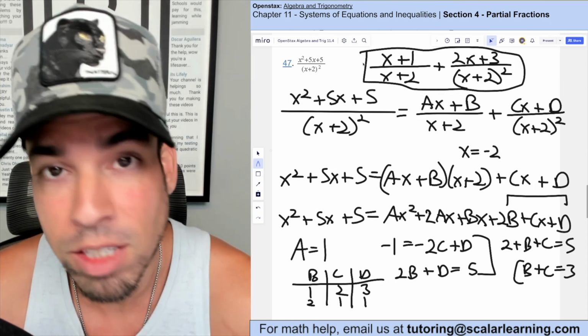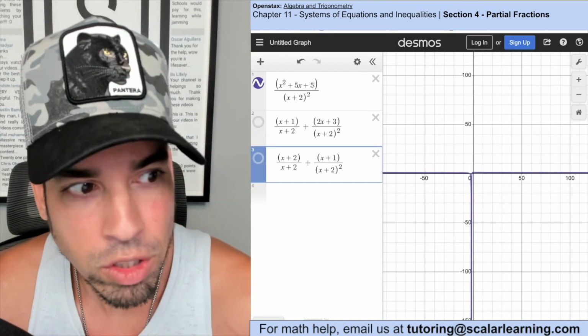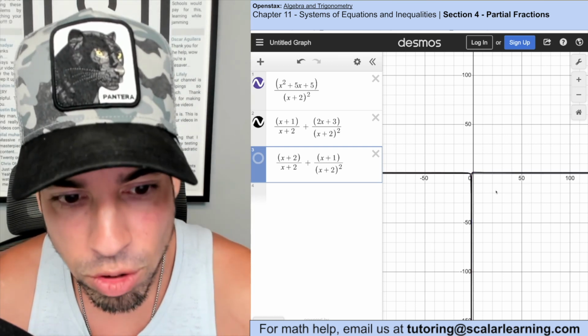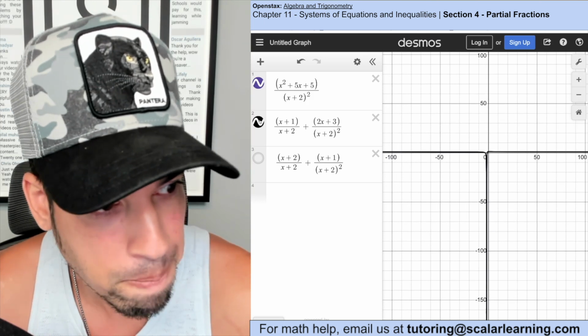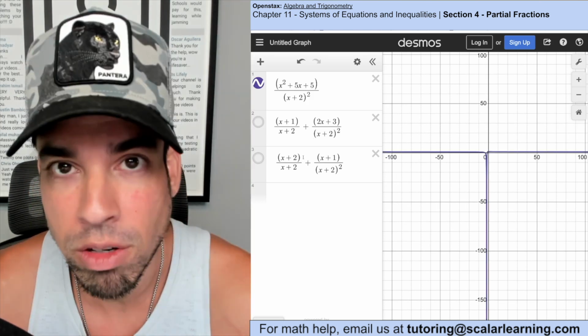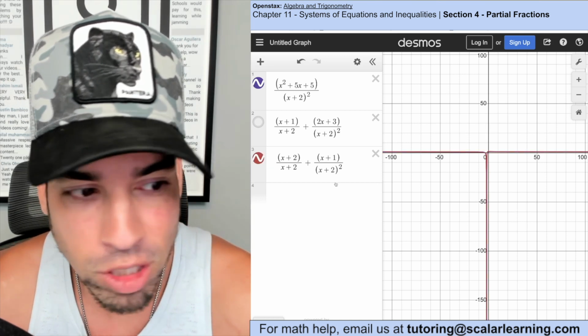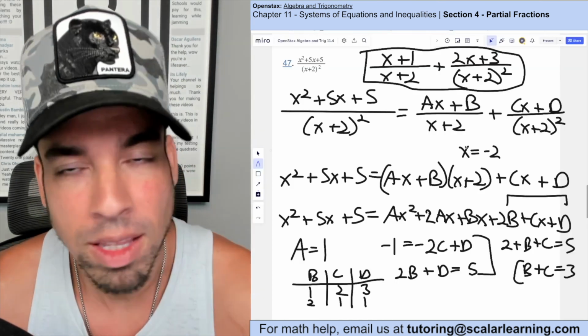But let me show you in Desmos that both of these would work. So here's the original function, right? And this is what we first presented, and this is what's in the back of the book. You see the functions are the exact same. They overlap. But the same thing is true with our other variation, right? When I change to B, C, and D, that also matches up exactly. So anyways, that's how you do it.